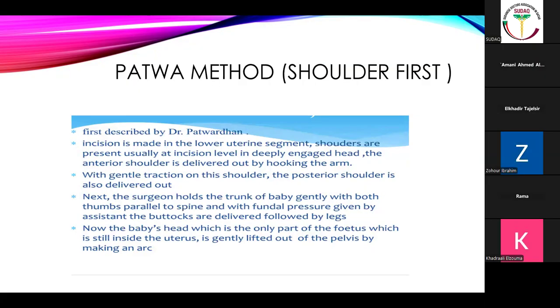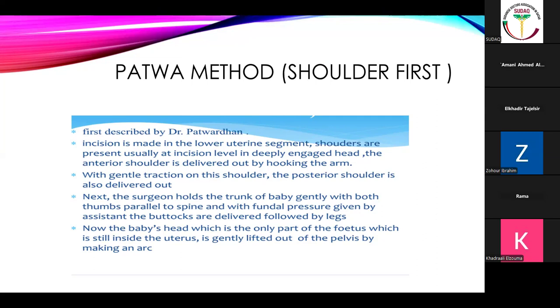The Patwardhan method, which is shoulder first, was described by Dr. Patwardhan. When the incision is made in the lower uterine segment with a deeply engaged head, the shoulders are usually present at the incision level. So the anterior shoulder is delivered out by hooking the arm. With gentle traction on this shoulder, the posterior shoulder is also delivered out.